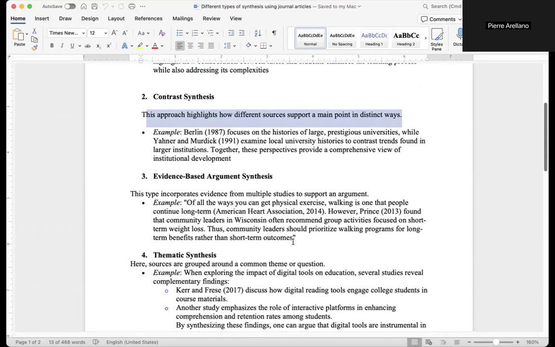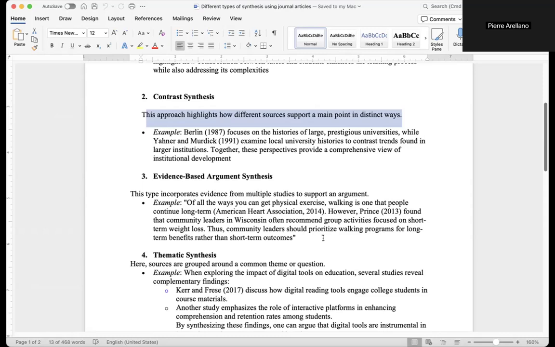Say you're claiming plastic bottles need to be removed. And this source, this source, this source, and this source all agree with me. And that's a great way to support your argument. The example I have here is, of all the ways you can get physical exercise, walking is one of the ones that people continue long-term, American Heart Association.